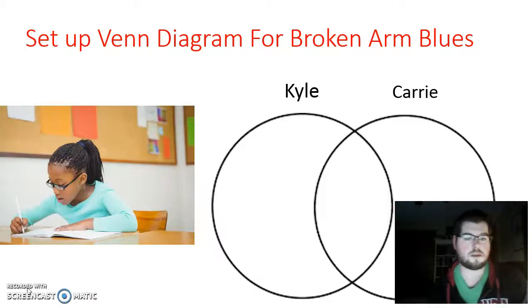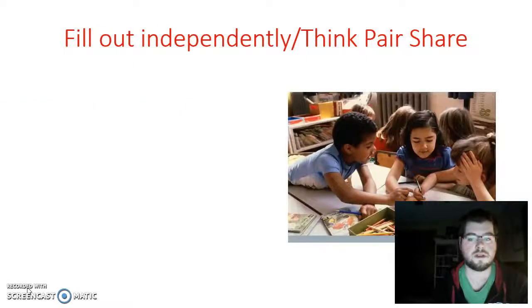Okay, so it looks like everybody has just finished reading the story. I'll pass out another Venn diagram sheet for you, and we can set up the Venn diagram for Broken Arm Blues. Now remember, we are comparing and contrasting Kyle and Carrie. So I want you to write Kyle up at the top left and Carrie on the right. So you guys will take a couple minutes, fill it out independently, and then think, pair, share to come up with some answers and see how you did.